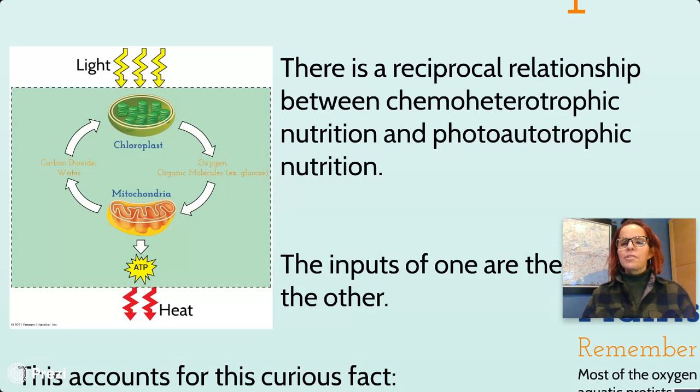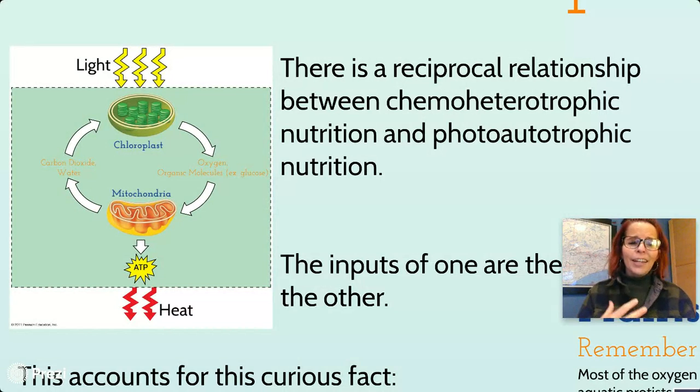So there's a reciprocal relationship between chemoheterotrophic nutrition and photoautotrophic nutrition. A couple things to keep in mind that can throw students off. Chemoheterotrophic is referring to eating. Photoautotrophic is referring to making food within the body. And plants do both.